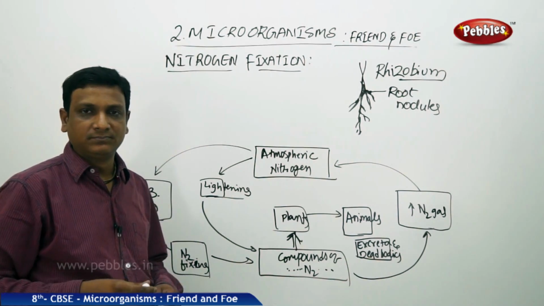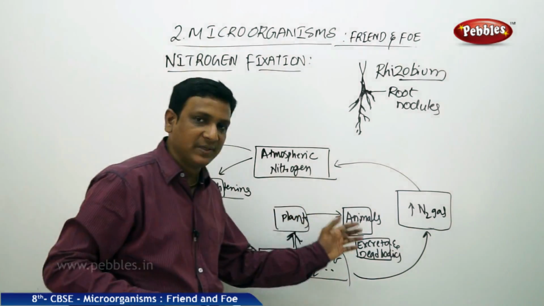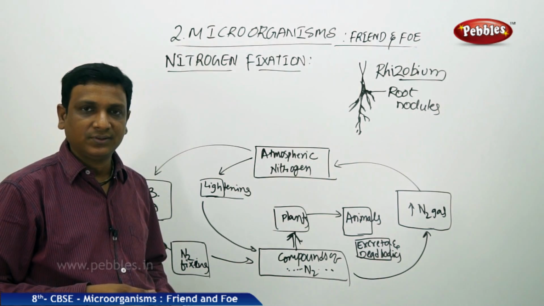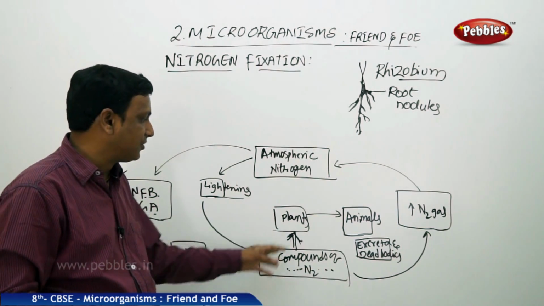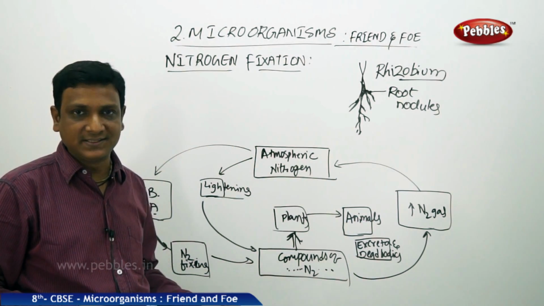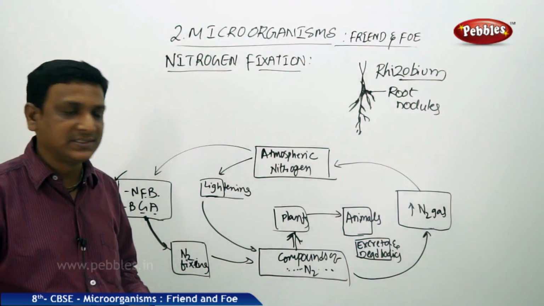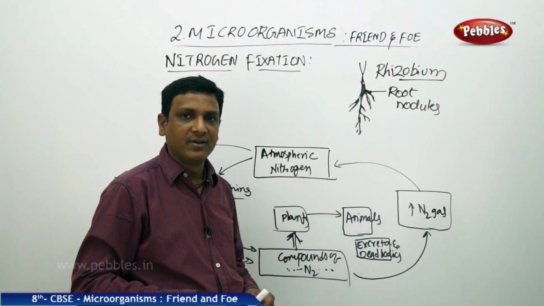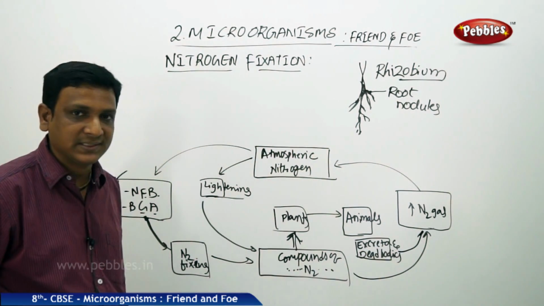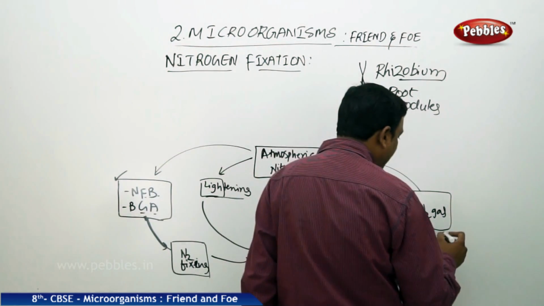The plants grow up. The plants bear the fruits, grains and all, which contain proteins. So the plants are eaten by animals and humans. We are eating the chana, which contains proteins, which contain nitrogen. So the animals and humans are consuming this nitrogen from plants. And the animals, after utilizing the energy from the food, excrete the waste. And when animals die, the excreta and dead bodies of the animals contain nitrogen. So the nitrogenous compounds present in the excreta and dead bodies of animals are decomposed again to nitrogen gas by denitrifying bacteria.